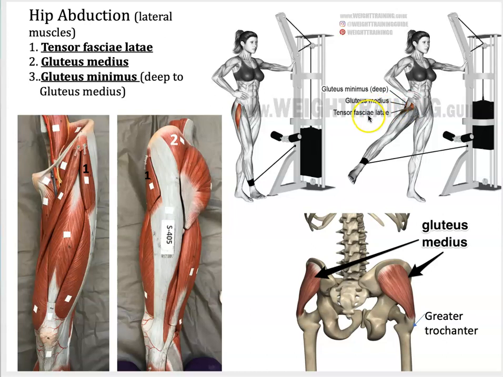Some people call this the tensor fasciae lata. I don't care how you pronounce it, as long as you can spell it. So let's look at this. Here is your leg muscle, your classroom leg muscle. So we are looking for our tensor fasciae latae, which is this little muscle right here.